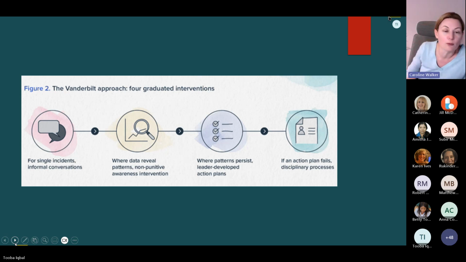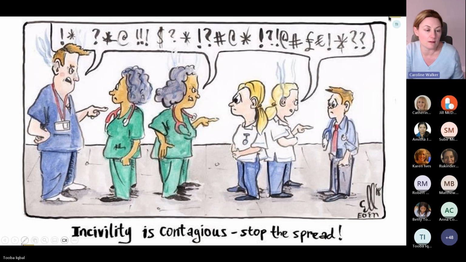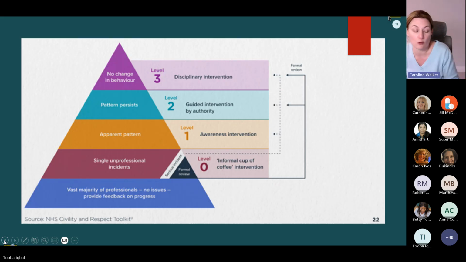But there is a graded approach whereby that isn't enough, and they talk about a level 0, so this cup of coffee intervention, a level 1, so if there's an apparent pattern of someone fairly consistently being incivil, they can put an awareness intervention in place, usually by a lead or a line manager, and then level 2 and 3 approaches that tend to involve human resources and slightly more formal disciplinary pathways. The majority of stuff is managed by that cup of coffee conversation.